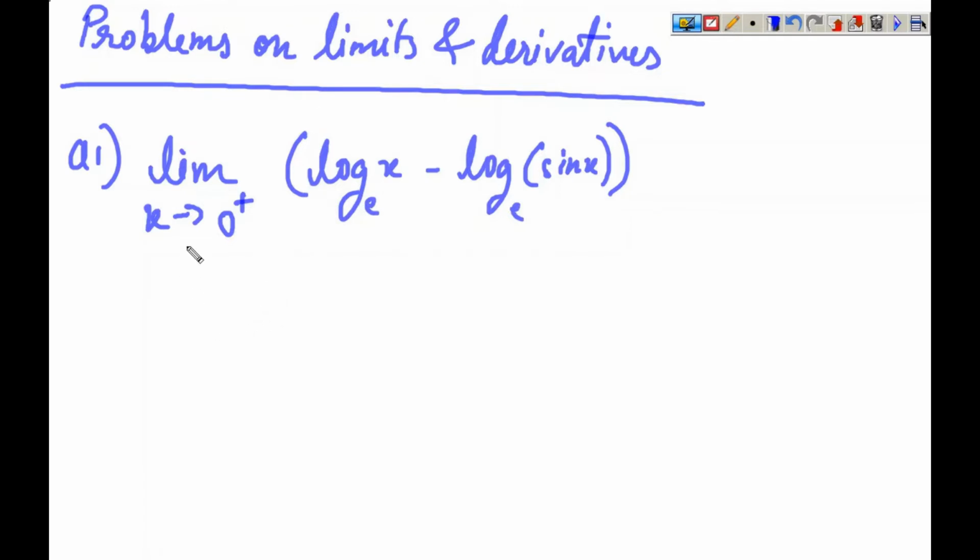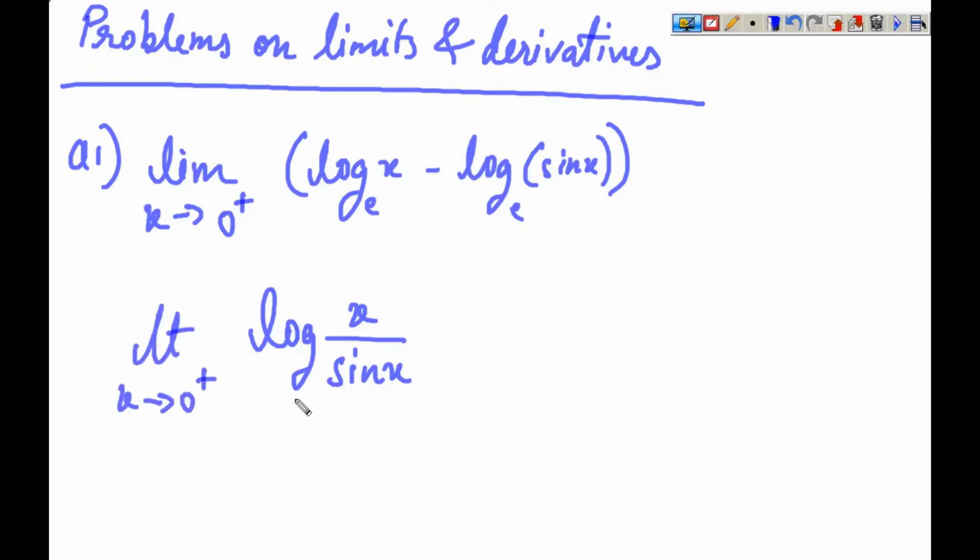So x approaching 0 from the right side means that we have to find the right hand limit. So I can rewrite this function as log of x by sine x, due to the quotient rule in logarithms. So now limit x approaches 0. x by sine x looks similar, but what if I write it as minus of log of sine x by x? It's the same thing.